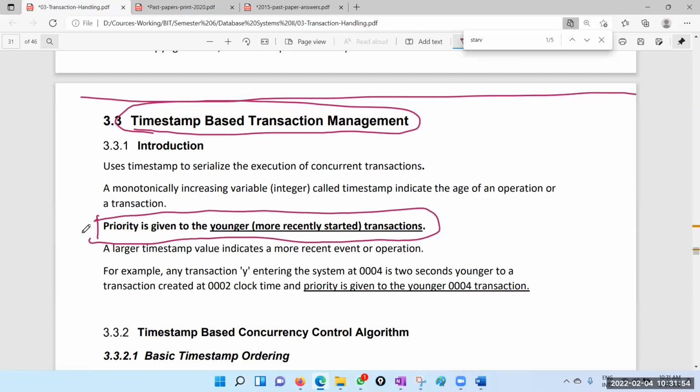Priority is given to the younger or more recently started transactions. If there's a competition for resources, say transaction 1 started somewhere here, transaction 2 started somewhere here. So transaction 2 is the younger one. It is the transaction that started later. So the priority is given to the younger transaction, not the older transaction. So this is different, right? We say priority must be given to the older people, but in transaction handling, priority is given to the younger generation, the younger transactions.